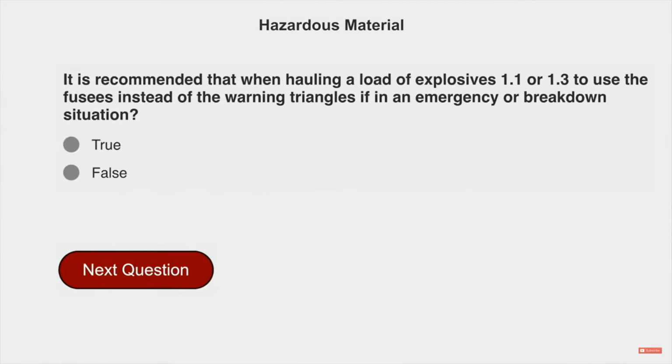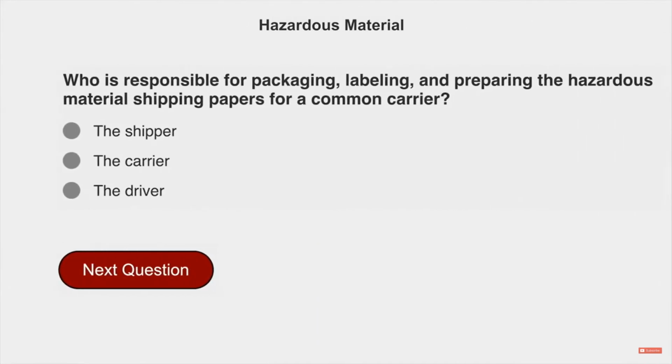It is recommended that when hauling a load of explosive 1.1 or 1.3, you use the fuses instead of the warning triangles if in an emergency or breakdown situation. False. Who is responsible for packaging, labeling, and preparing the hazardous material shipping papers for a common carrier? The shipper.